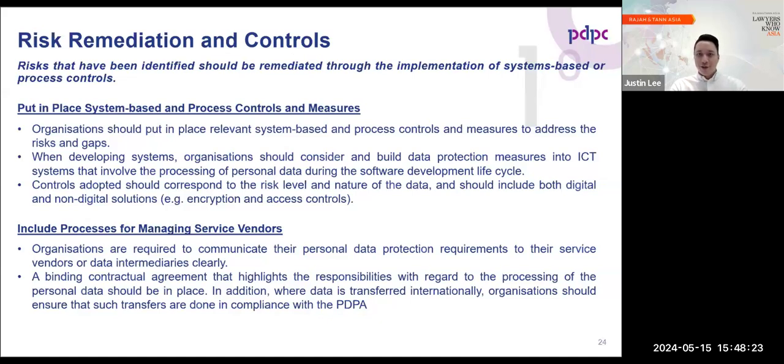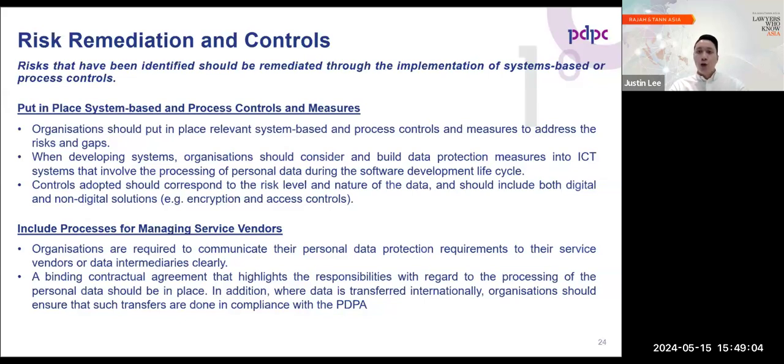Again, this is by no means the magic cure towards all data protection risks, but these are just some core considerations that you might want to bear in mind, such as putting in place system-based and process controls and measures. So this refers to your IT systems, and how you should develop them, how you should configure them, and how you should build in data protection measures into them to ensure that whatever risks to data across your data flow that you've identified in your personal data inventory map, those are all adequately addressed. So where there's personal data that's being stored at rest, there's some kind of database.